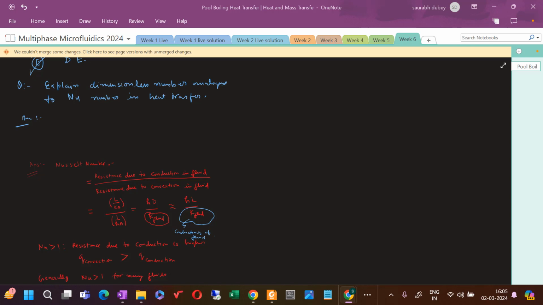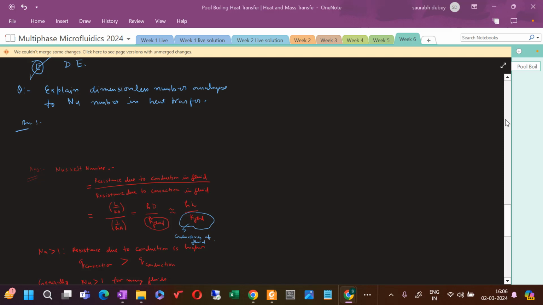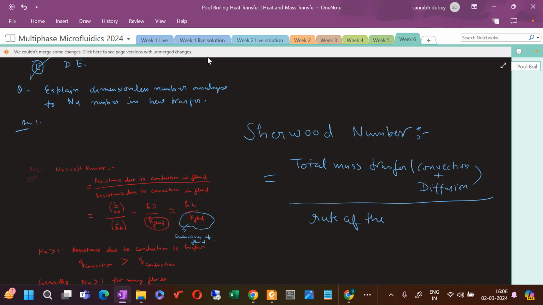So the definition of the Sherwood number says it is a dimensionless number used in the mass transfer. It represents the ratio of the total... So I will just explain it here. So this is what Sherwood number is. It is the ratio of total mass transfer, and this transfer is happening because of what? Convection plus diffusion, divided by the rate of the diffusive mass transport.